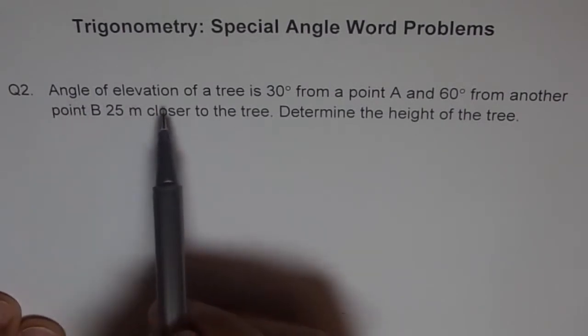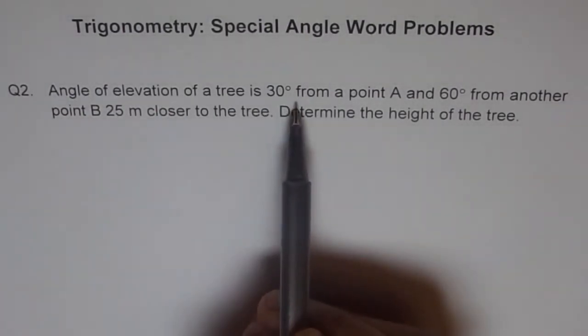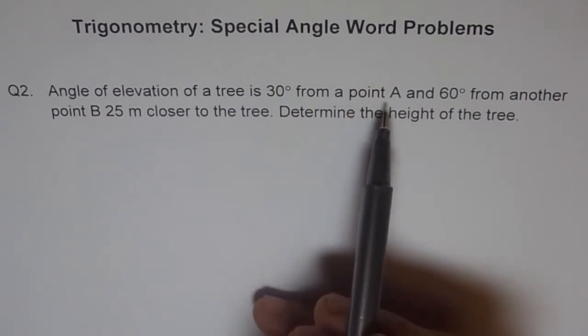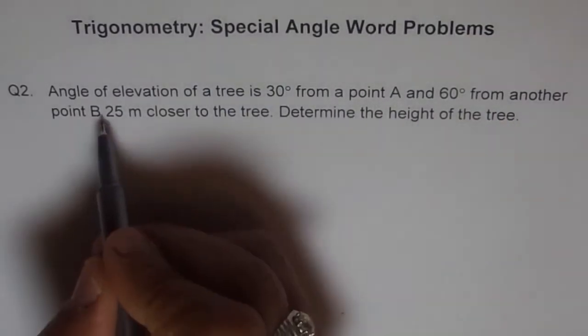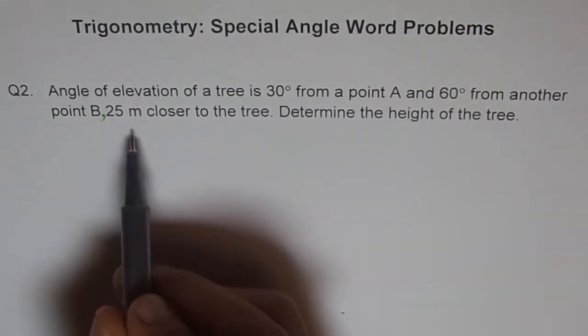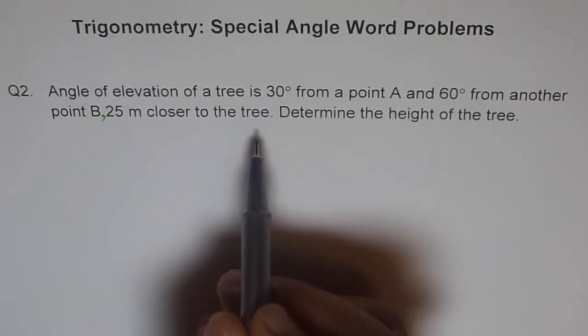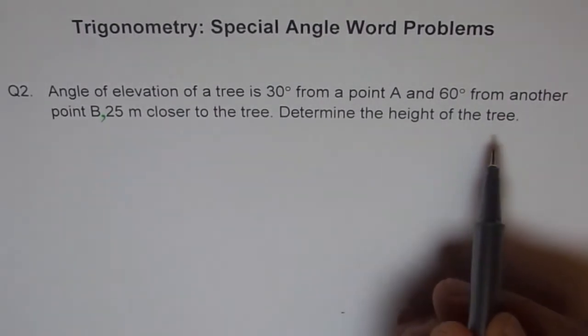Angle of elevation of a tree is 30 degrees from a point A and 60 degrees from another point B, 25 meters closer to the tree. Determine the height of the tree.